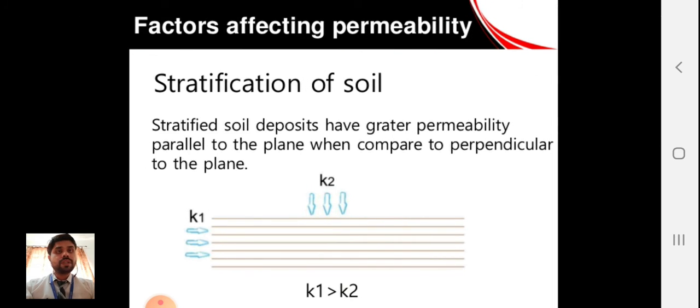Lastly, stratification of soil. Stratified soil deposits have greater permeability parallel to the planes when compared to perpendicular to the planes. So K1 is greater than K2. Obviously, as shown in the figure, if there are layers in the soil, then the permeability in the direction of K1 will be greater as compared to K2.